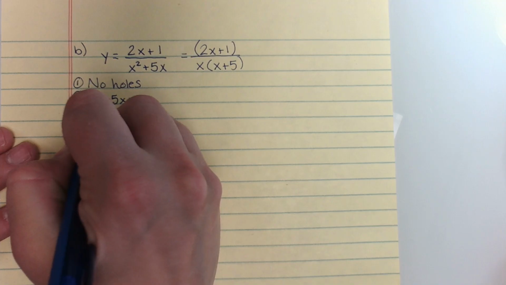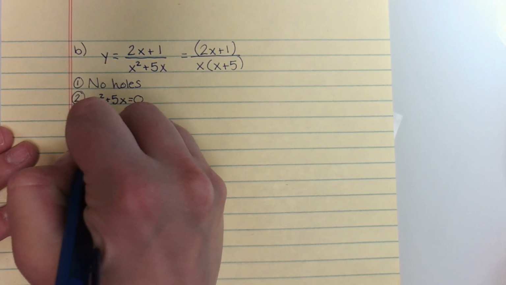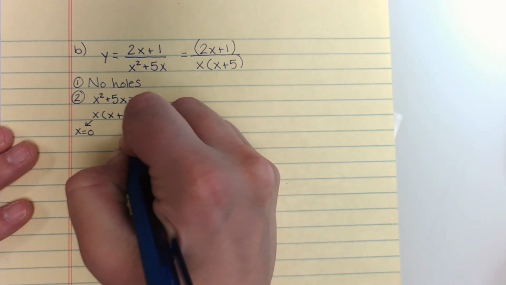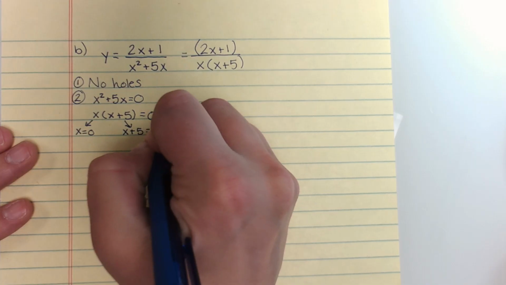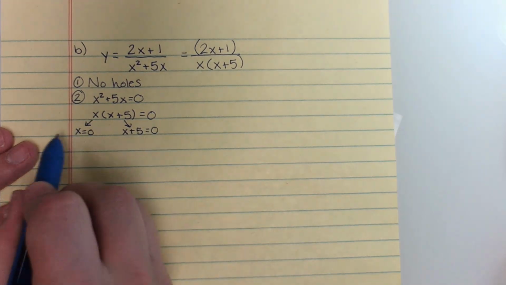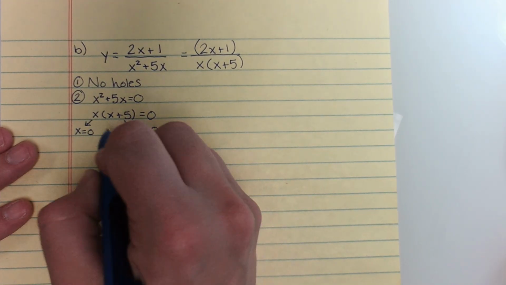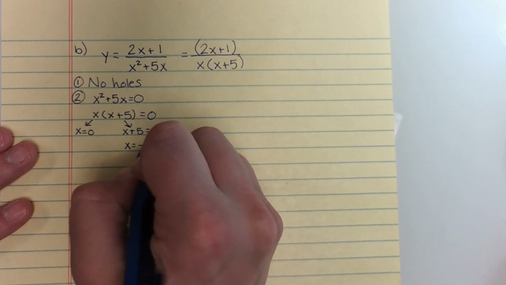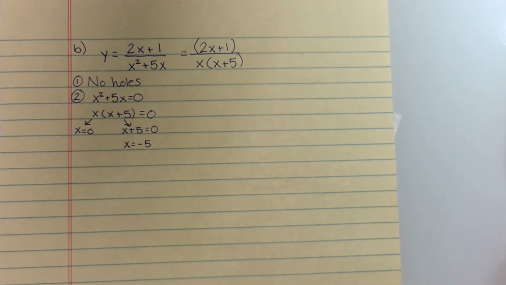Just split up the factors. X equals 0. X plus 5 equals 0. That one's already solved for x. This one gives me x equals -5. I have 2 vertical asymptotes on this graph. And if there are 2 vertical asymptotes, that means there's how many parts of the graph? 3. One to the left, one to the right, and one between.